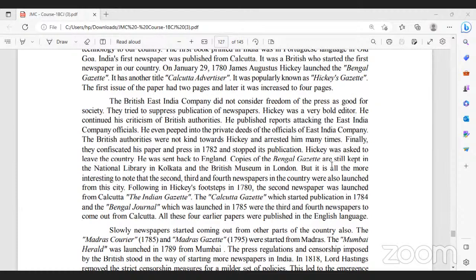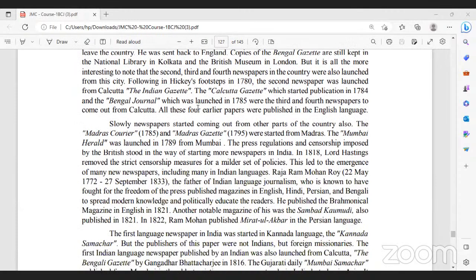Following Hickey's footsteps, in 1780 the second newspaper launched was the Indian Gazette. The Calcutta Gazette, which started publication in 1784, and the Bengal Journal were other newspapers that came after Hickey's Gazette. Then slowly we see an increase and spreading of newspapers.